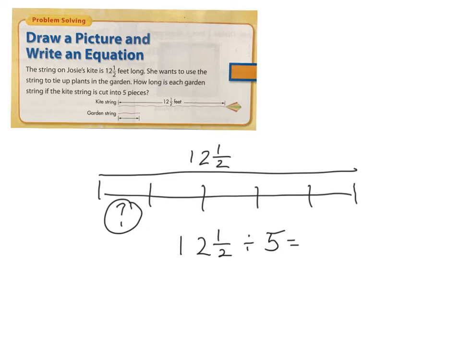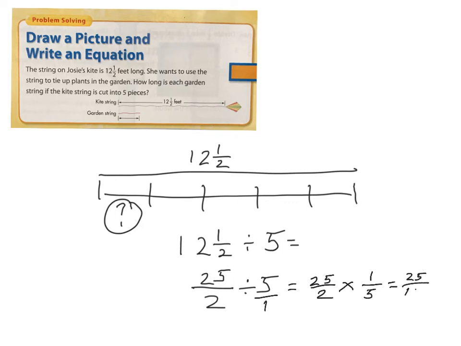So let's do that. First thing, we're going to change this mixed number into an improper fraction. So 2 times 12 is 24, plus 1 more is 25. So we have 25 halves, divided by 5. Now to divide this, we're going to say 25 halves, and we're going to multiply by the reciprocal of 5, or 5 ones, so we're going to multiply it by 1/5. So we're going to get 25 tenths.